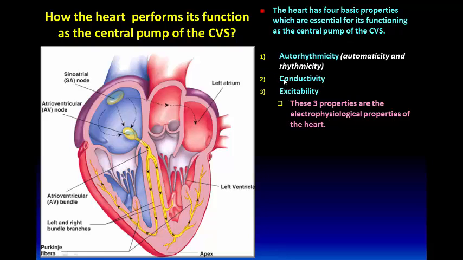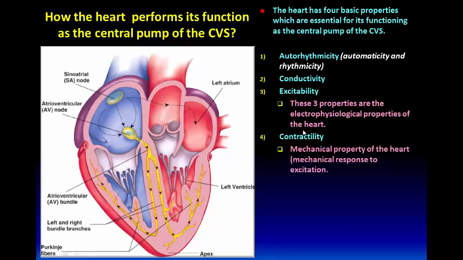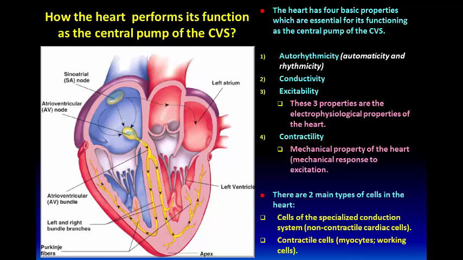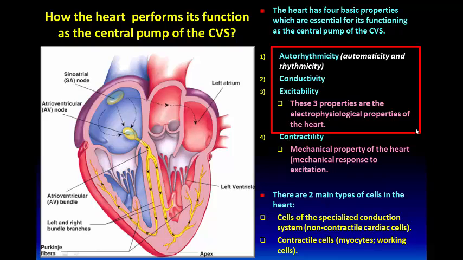So the second property is conductivity, and the third physiological property is excitability. These 3 properties, autorhythmicity, conductivity, and excitability, are the electrophysiological properties of the heart. The 4th property is the contractility, which is the mechanical property of the heart and the mechanical response to excitation. In this lecture, we shall focus and describe the electrophysiological properties of the heart in more details.